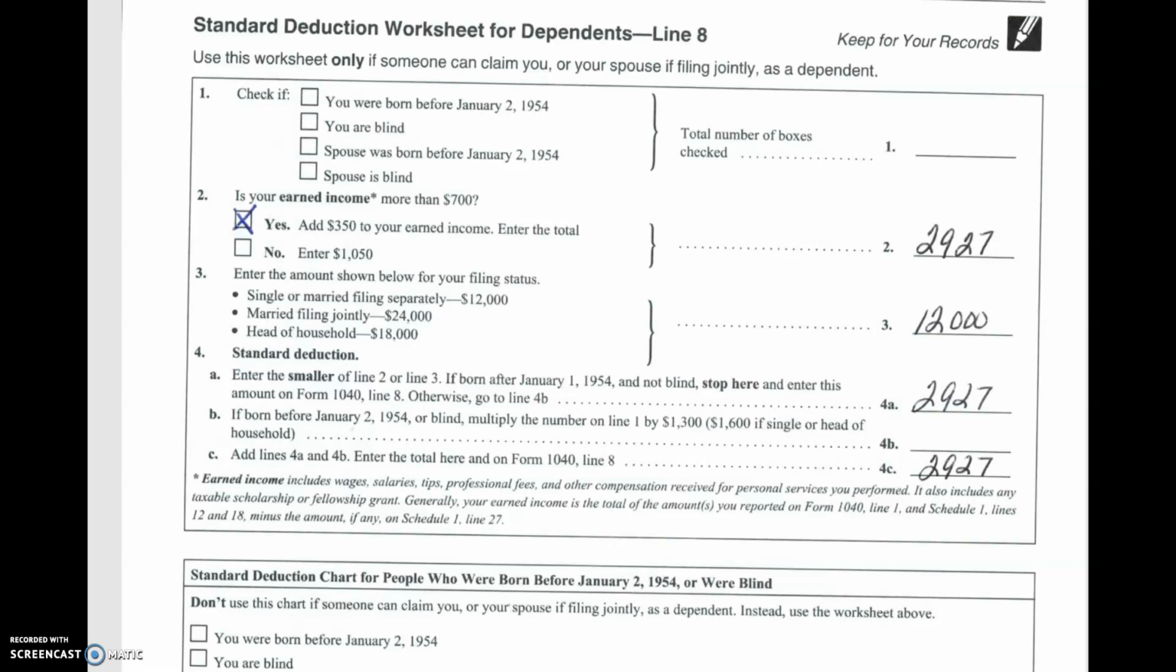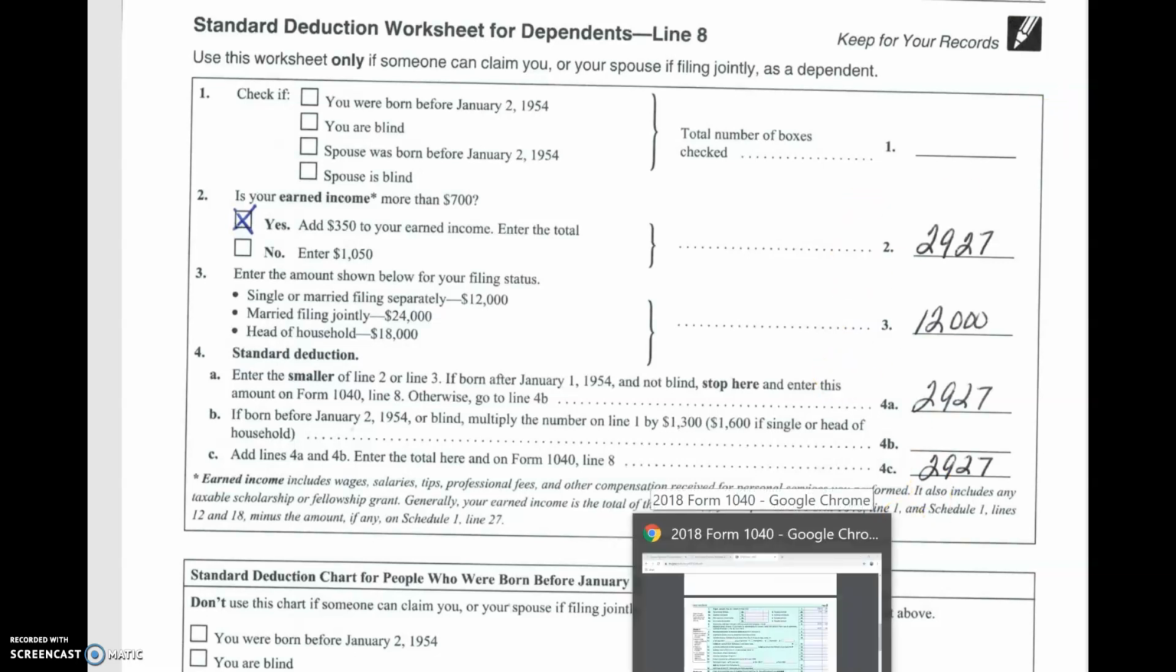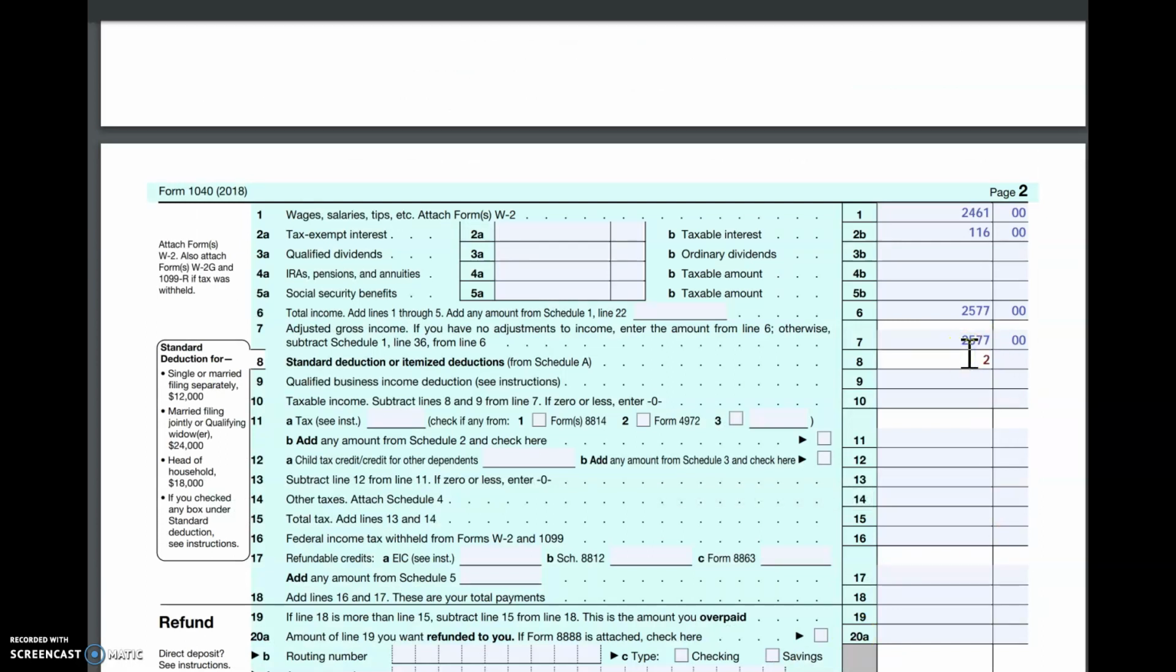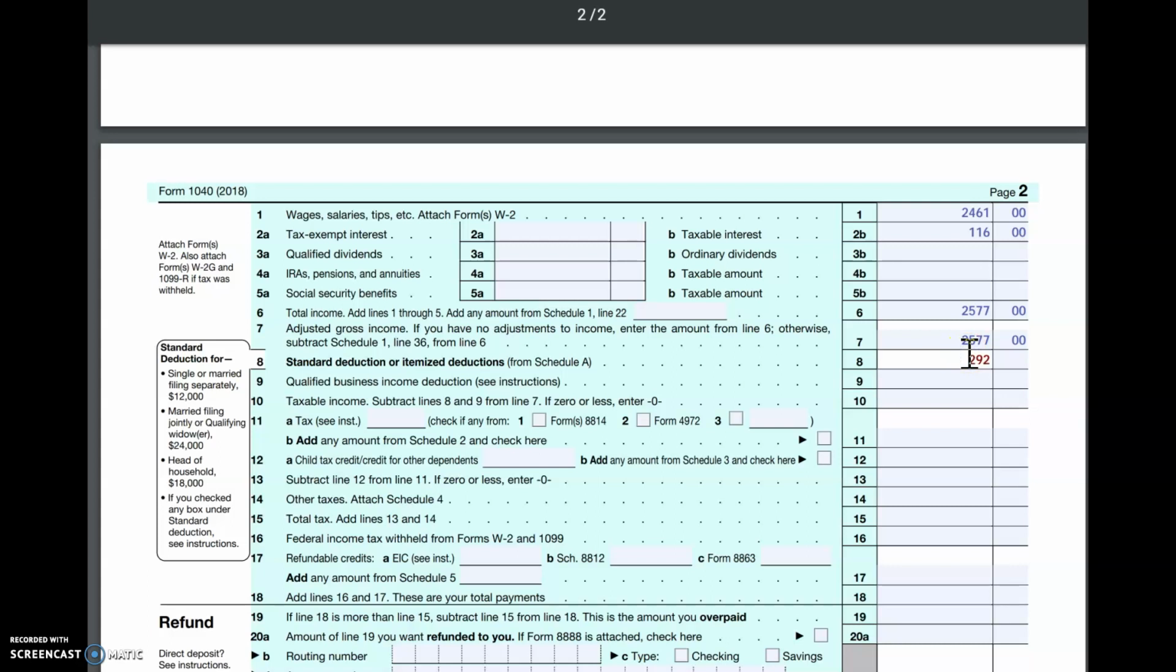If born after July 1, 1954 and not blind, we can stop here. Enter this amount on line 8. So we don't need to do lines 4B or 4C because Josh does qualify for this part. So we will enter $2,927 on line 8 of the 1040. So line 8, 2927.